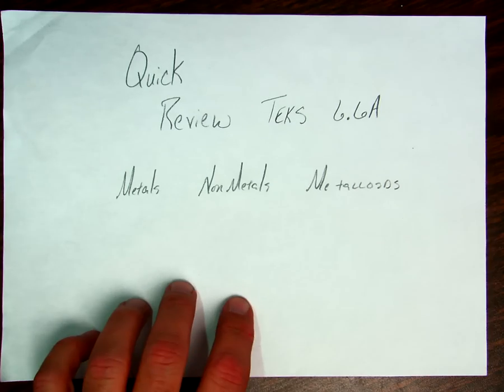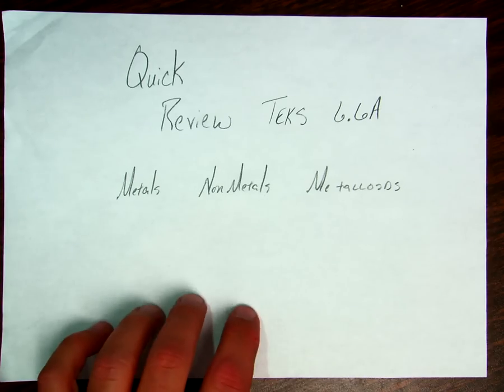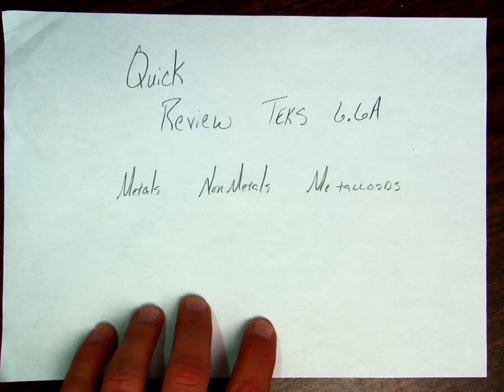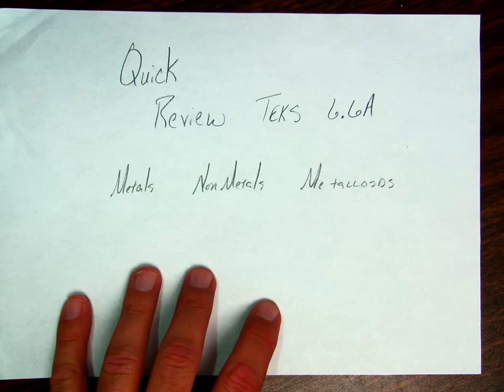Luster is the ability of an object to reflect light, and conductivity is the ability of an object to conduct electricity, which is move electrons around. And then malleability is the ability for that object to be hammered into thin sheets.